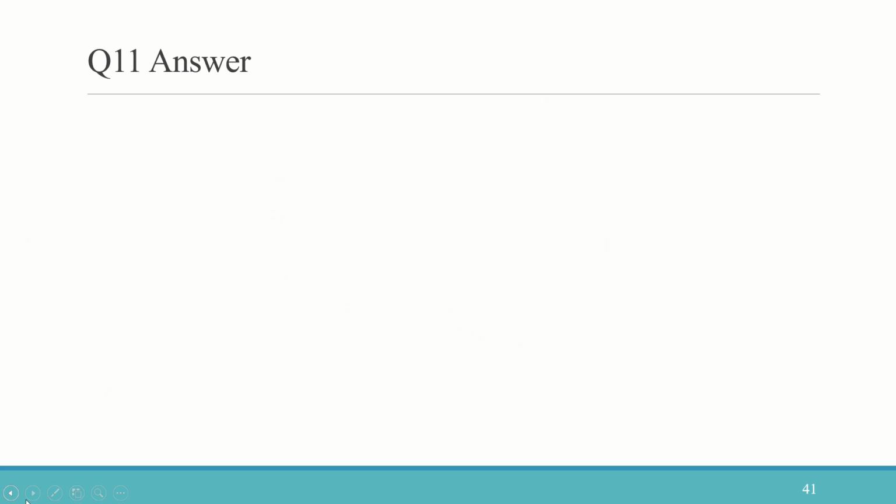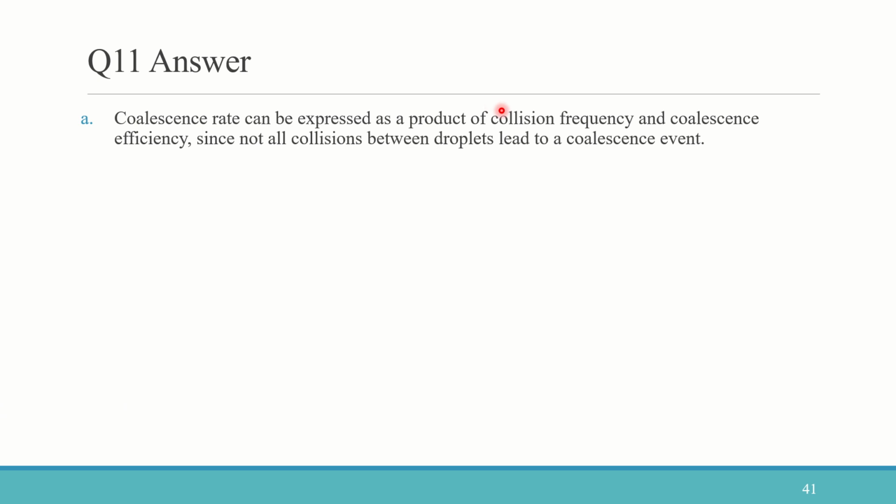Okay. First statement, it was about bubble breakup, so I just removed that. Coalescence rate can be expressed as a product of collision frequency and coalescence efficiency, since not all collisions between droplets lead to a coalescence event. So how is coalescence rate expressed? Coalescence rate is expressed as a product of collision frequency and the coalescence efficiency. So this is an important statement.